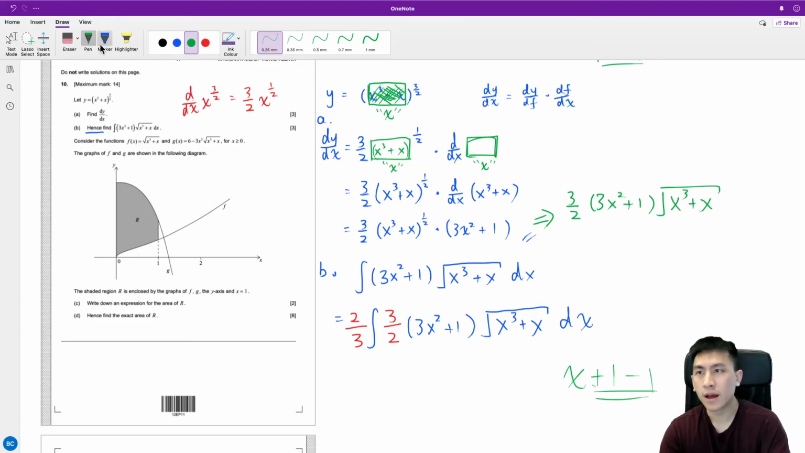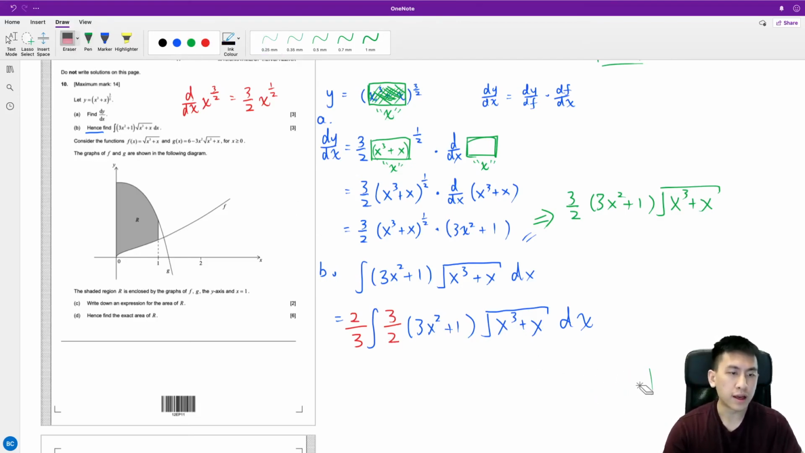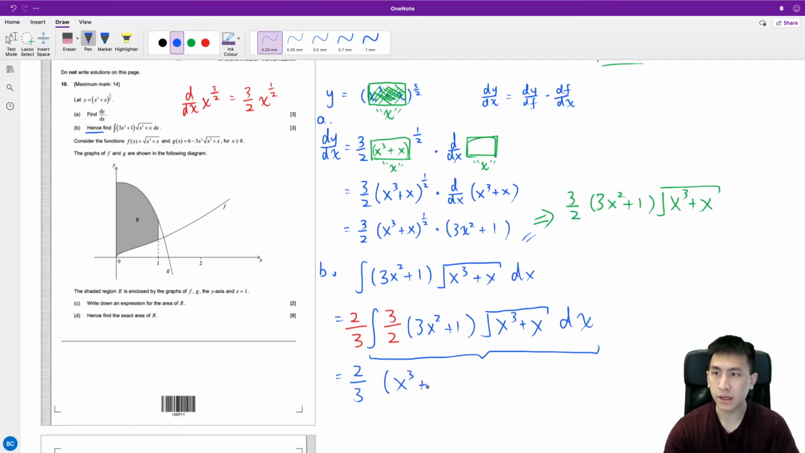It's the same thing here. I gave it a 3 over 2, but straight after I gave it a 2 over 3 as well, so I didn't change the value. But then you can see that the 2 over 3 stays, and the whole part here is very nicely just y, which is x to the power 3 plus x, to the power 3 over 2. Now again, remember, just now we differentiated y into that thing. So if we integrate that thing, it gives me back y. Of course, because you're integrating, make sure you have the plus c.